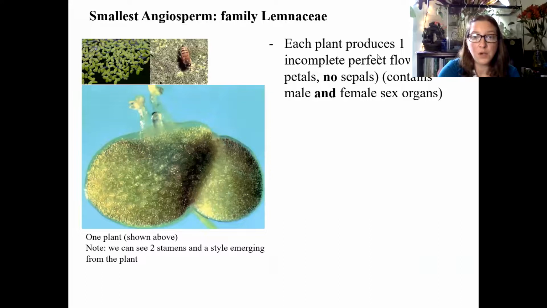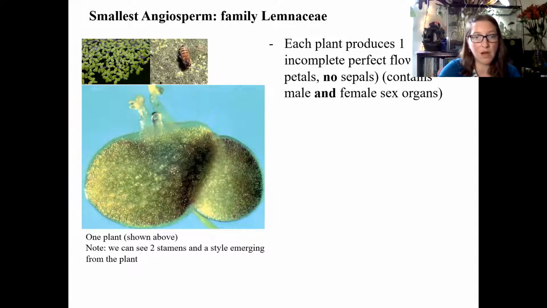Okay. So believe it or not, when you look at those little plants, you might say, Rebecca said that all these plants make flowers because they're angiosperms, but I don't see any flower on that little tiny green plant. Well, there is one. So each of these little plants of this duckweed actually produces one incomplete perfect flower. So it's incomplete because it doesn't have any petals and it doesn't have any sepals. So it's missing 2 whorls right there. But it's perfect because it does contain the male and female sex organs.